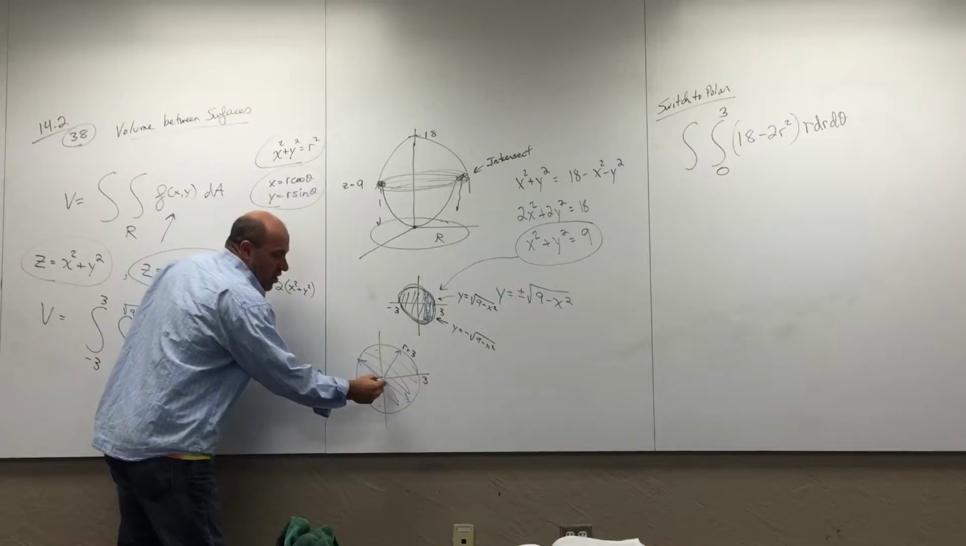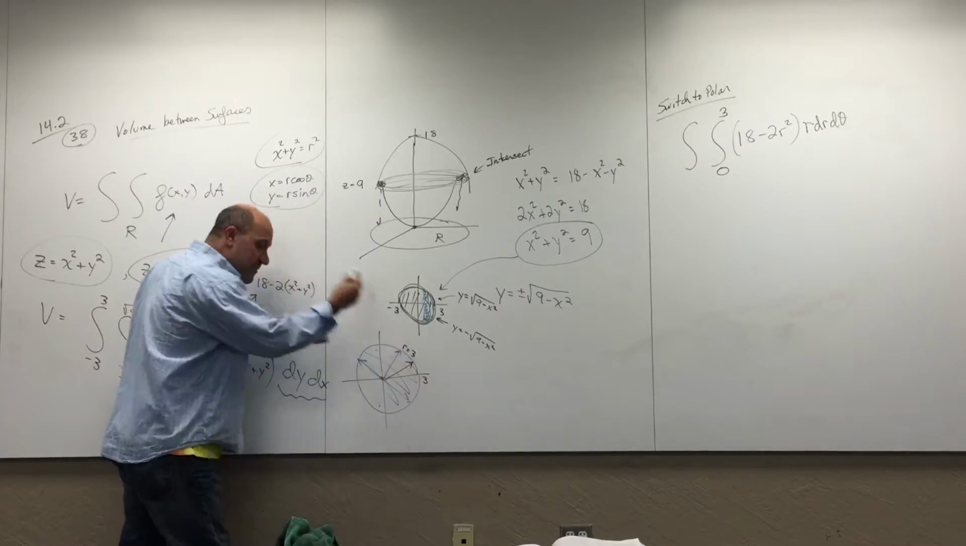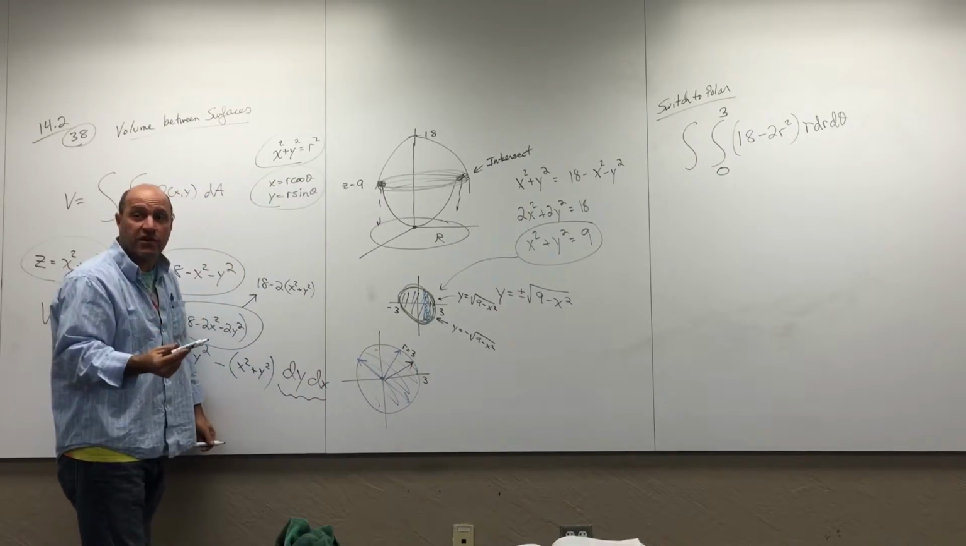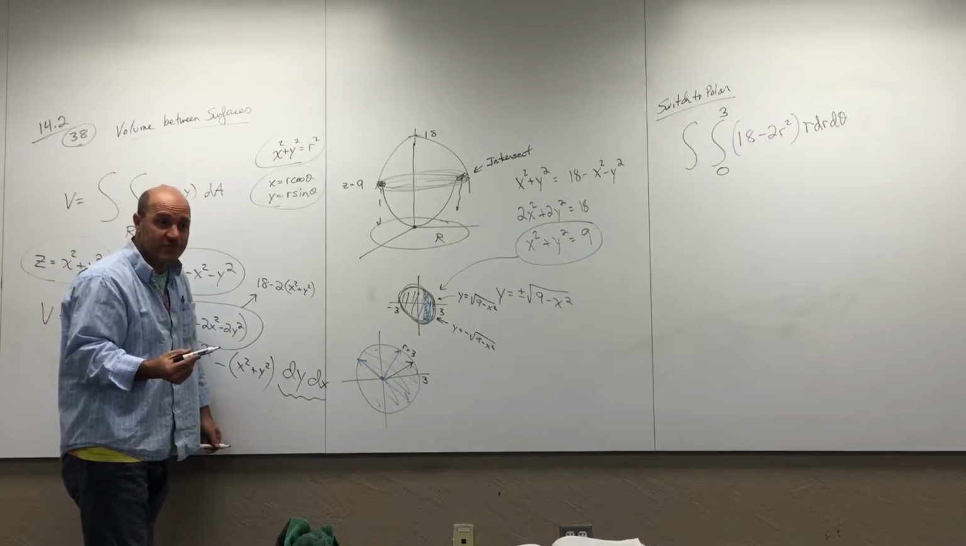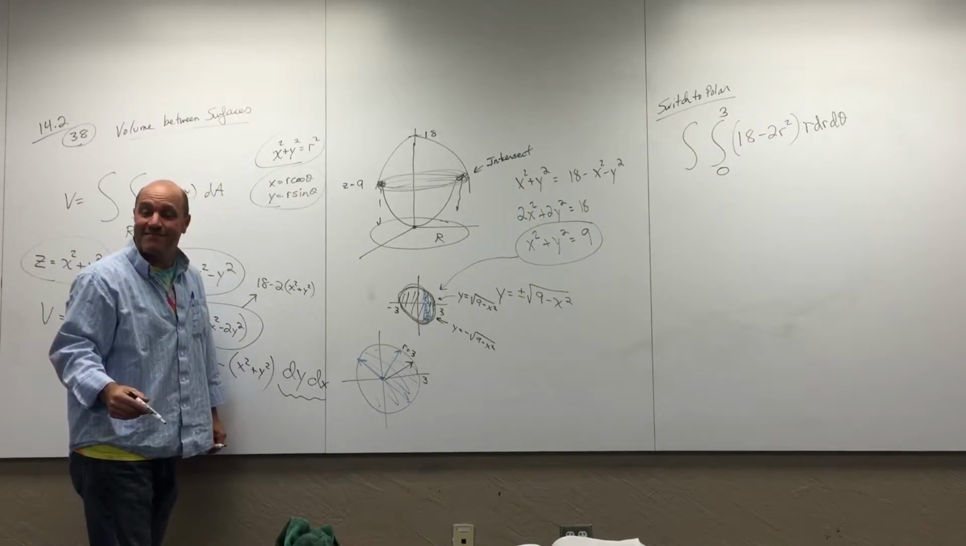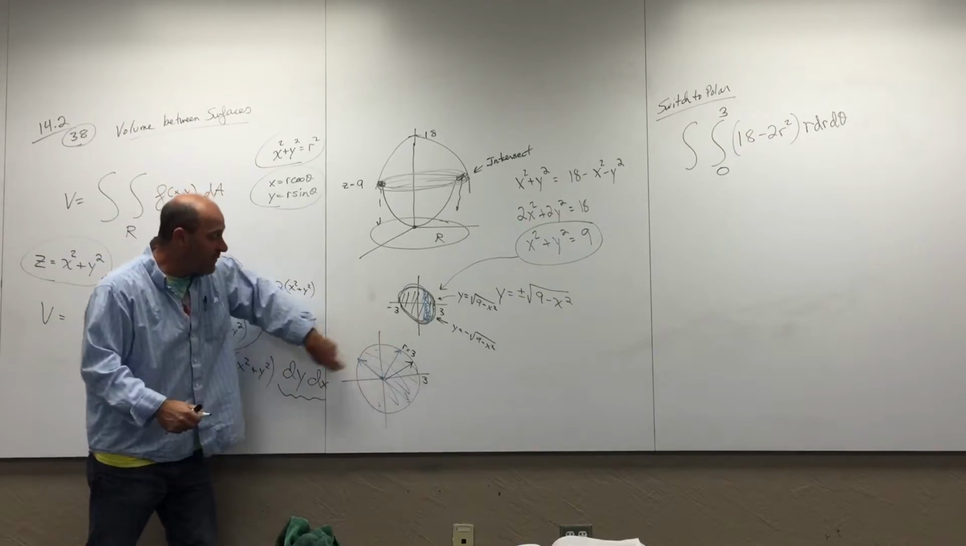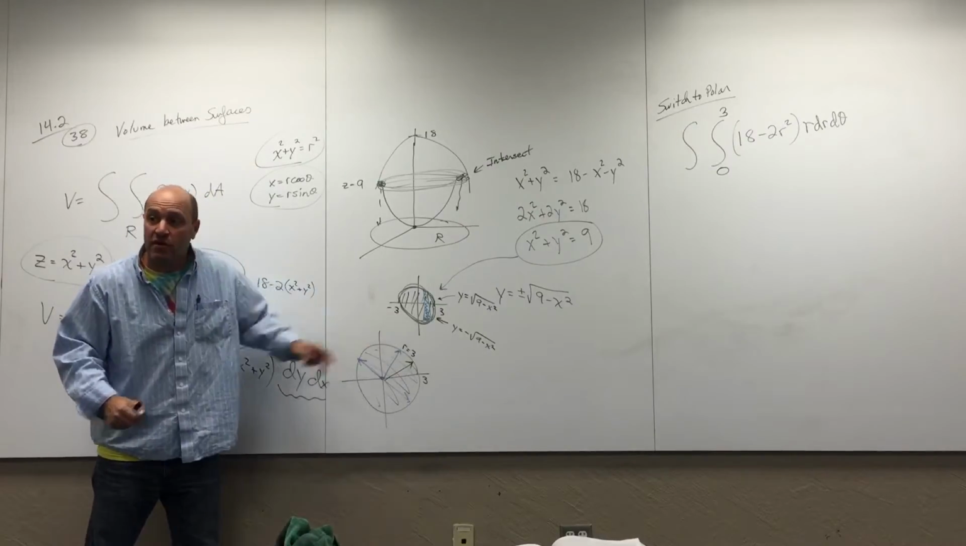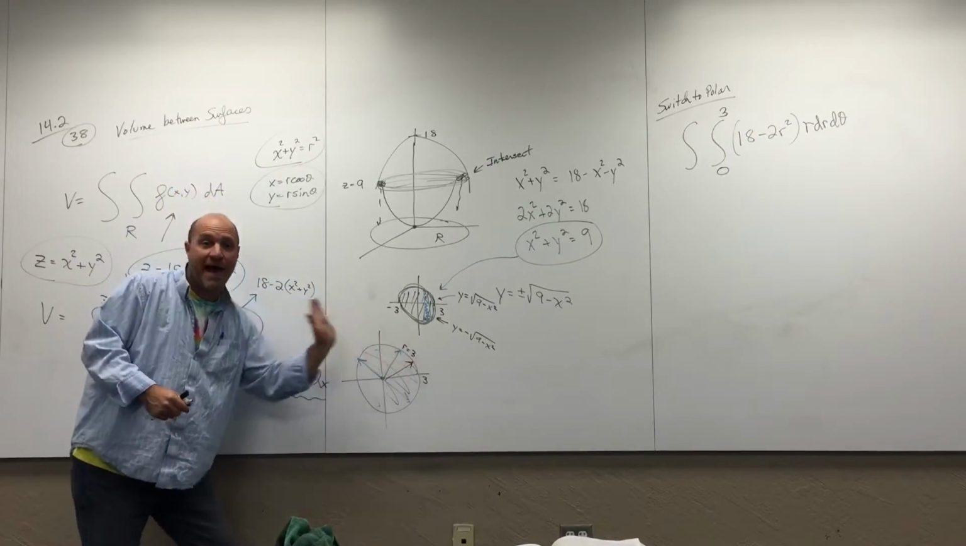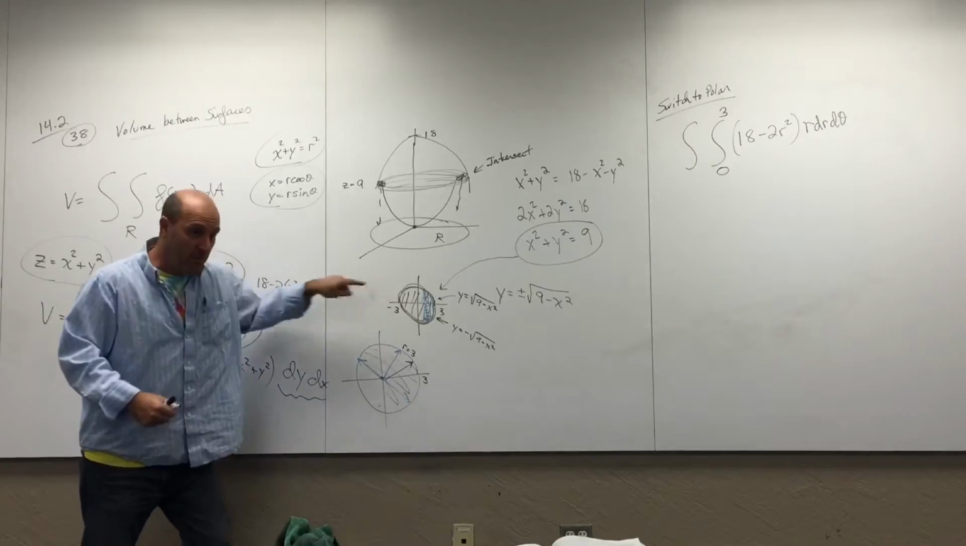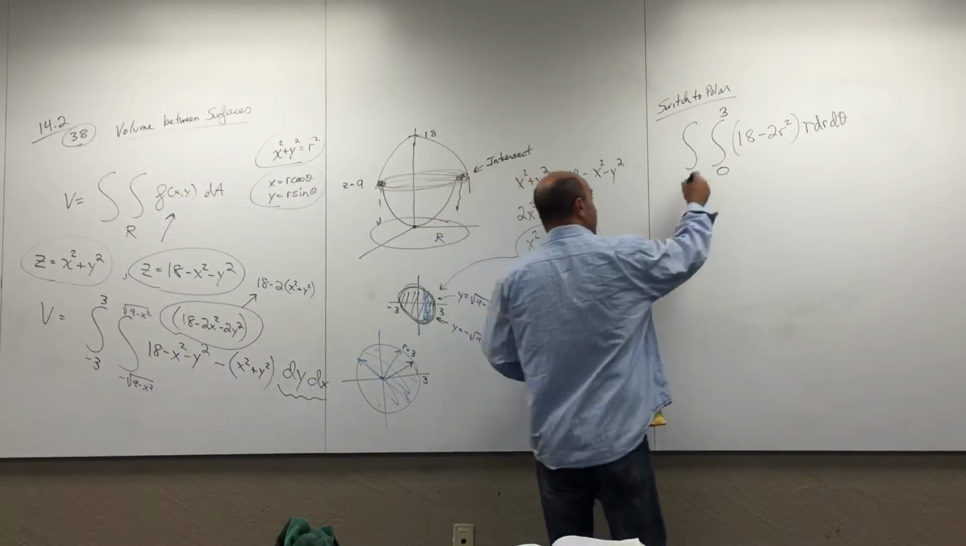So I got R going from 0 to 3. Now to sweep out the whole circle, theta should go from 0 to 2 pi. Hey, if we were just doing the top semicircle, I think theta would be 0 to pi. But we want to go all the way around, 0 to 2 pi.